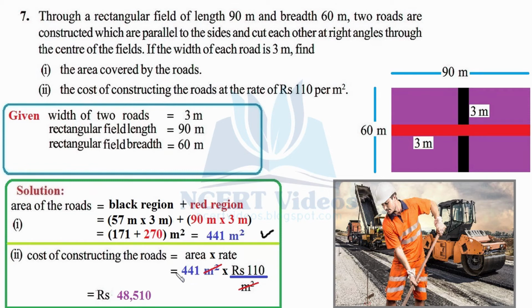First write 4 and 1, that is the extreme digits. So 4 and 1. Now add this. 4 plus 1 is 5 and 4 plus 4 is 8. So this is the easiest way to multiply with 11. So that is the cost of construction, that is rupees 48,510 has to be spent in order to construct this road within this rectangular field. So that is your 7th.